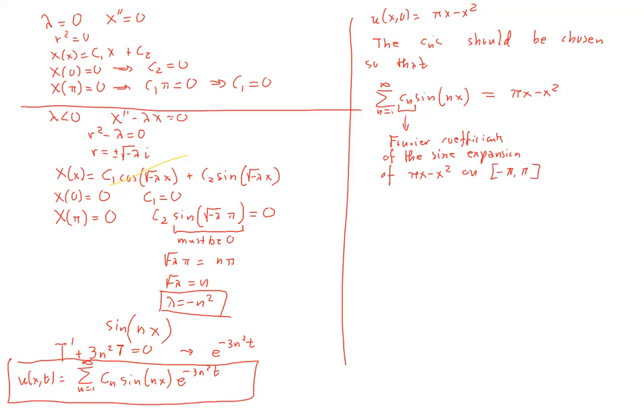Notice that the function pi x minus x squared was just defined on the interval from 0 to pi. But the idea here is that since we want a sine expansion, we're going to also define it on the interval from negative pi to pi so that it becomes an odd function. Okay, so now we just want to find those coefficients and then we will be all set. Are there any questions, please, so far?